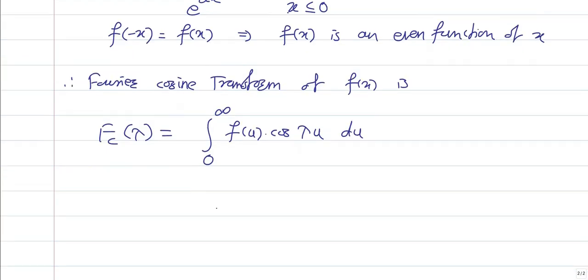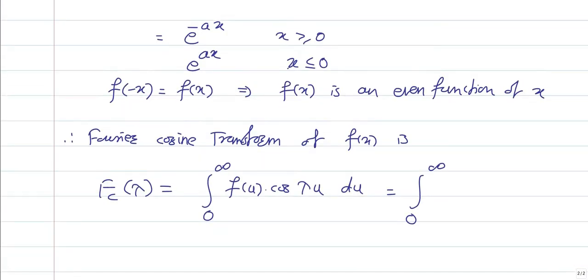Which is equal to, now put this f of u. So between 0 to infinity, what is our f of u? That means when x is greater than or equal to 0, f of u is e raised to minus ax. As we are integrating between 0 and infinity, x is greater than or equal to 0, so f of x is e raised to minus ax. Therefore f of u will be e raised to minus au cos lambda u du.